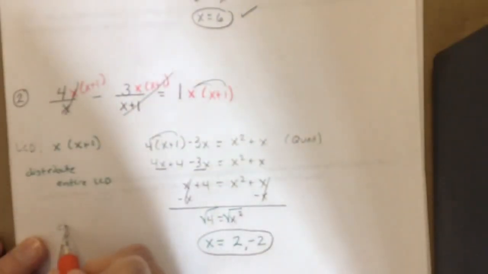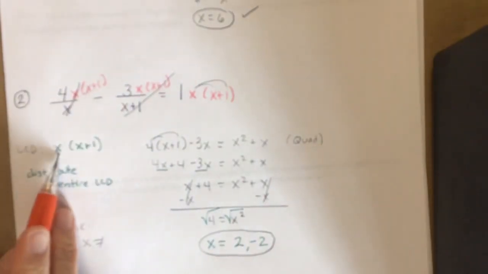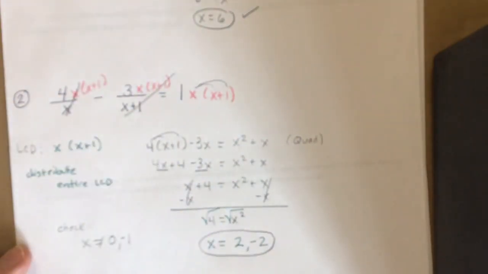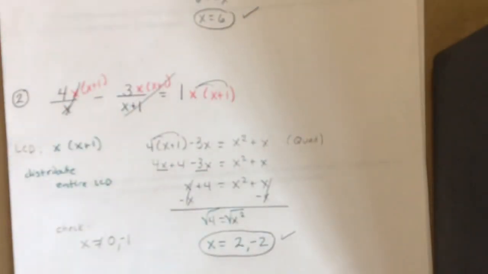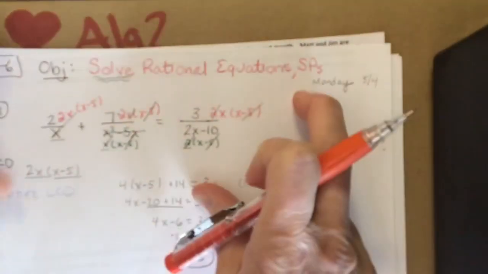Are they both good? Let us check versus restrictions. What can x not equal? x can't be 0 from x, and from x plus 1, negative 1. So I did not get the restrictions. Two good answers. Solving rational equations. Now we'll move on to the SPs, the story problems. We'll do 3.